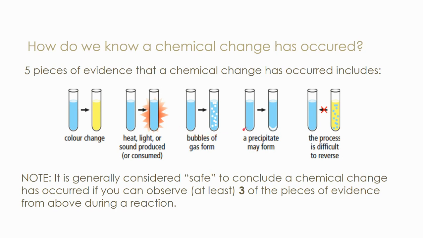And the big ones being that a precipitate, which means that a new substance is formed, heat or light is produced, the process is difficult to reverse, and then if you see bubbles, which often means a gas is formed, or a color change has happened. Okay, a color change by itself doesn't mean that a chemical change has happened, but as soon as you see a new substance being made, and you know the process is difficult to reverse, most likely you have a chemical change. Okay?